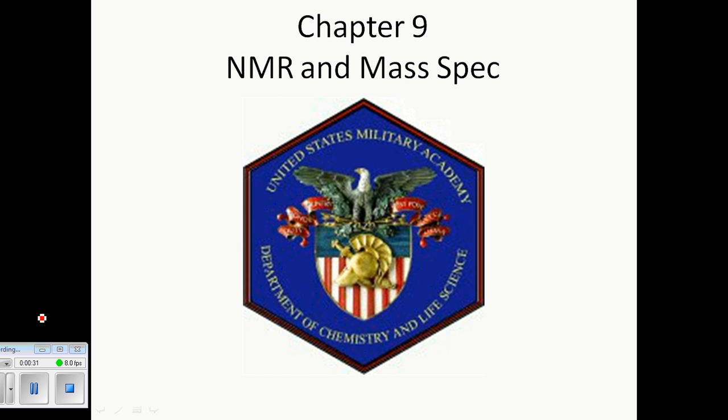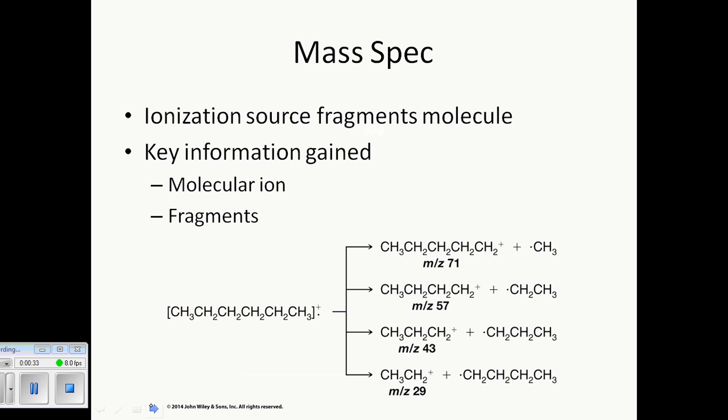First thing we want to talk about is mass spectrum. So the basics with mass spec is we have an ionization source that fragments the molecule, and then those fragments race to a detector, and then the detector gives us a reading of the amount of each fragment that we see. So the key here is you're going to get the information on the molecular ion, and you're going to get information on the key fragments.